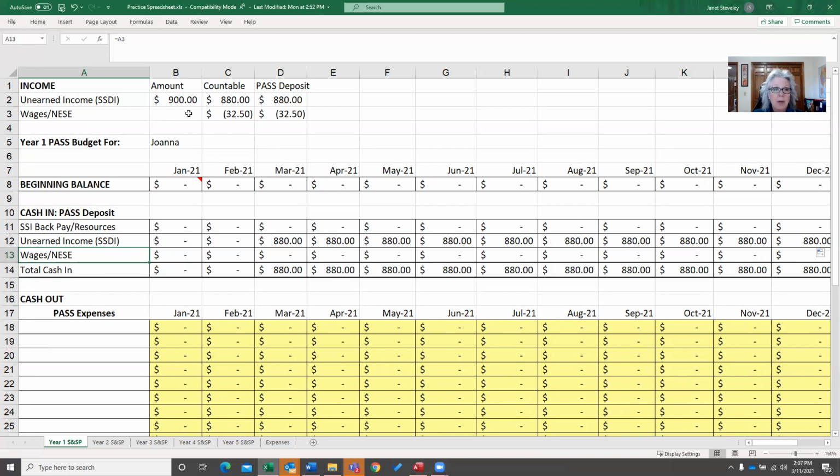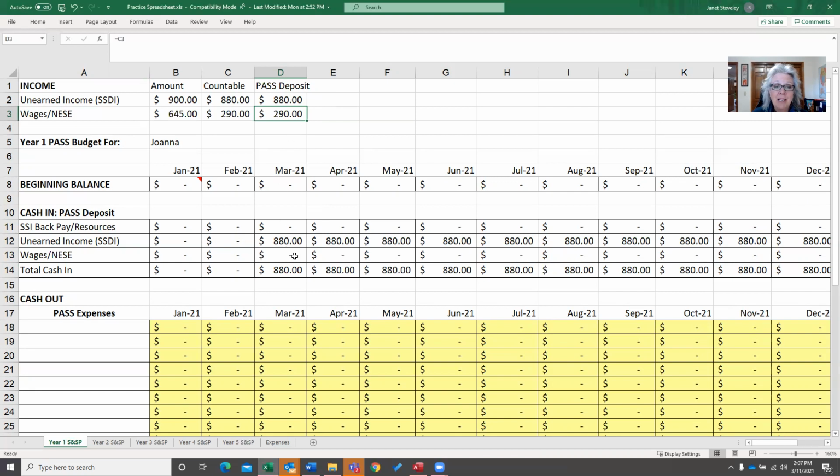Let's say in her part-time job that Joanna is earning about $645 a month gross. If I enter that amount into cell B3, under wages and net earnings from self-employment, once I calculate that, it will automatically show me what her countable earned income is, and that is the same as what's going to be contributed to the pass. While she has $645 in wages, the countable portion of that is $290. You don't have to do the calculating. You can just plug it in on the calculator above, and it shows you.